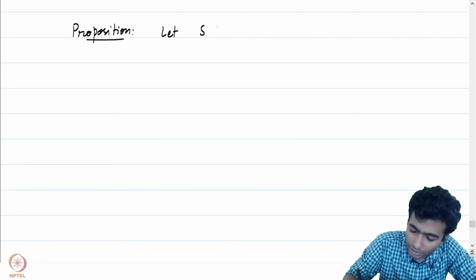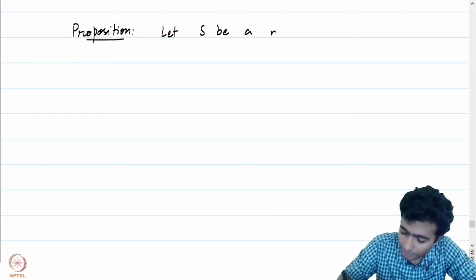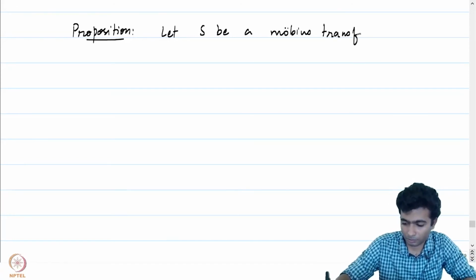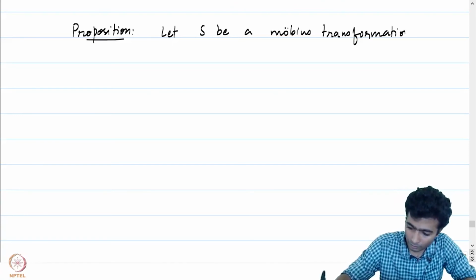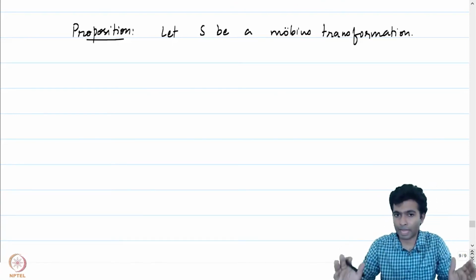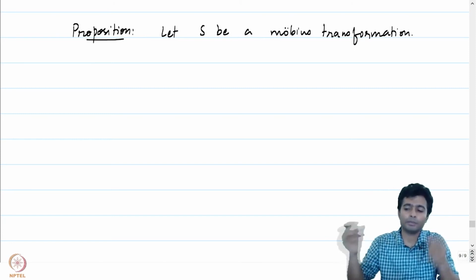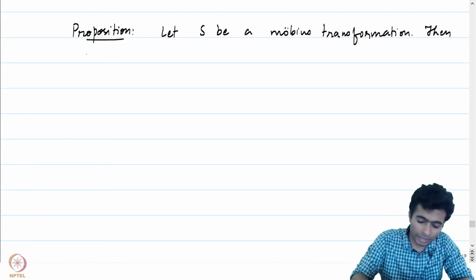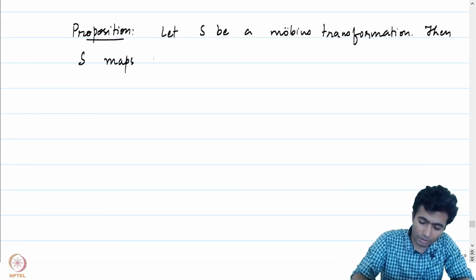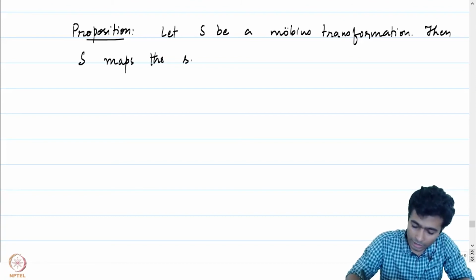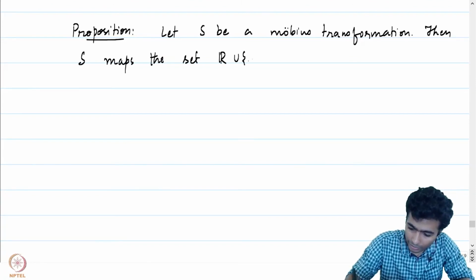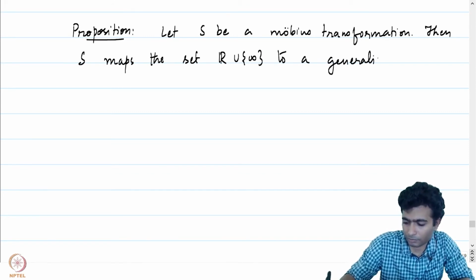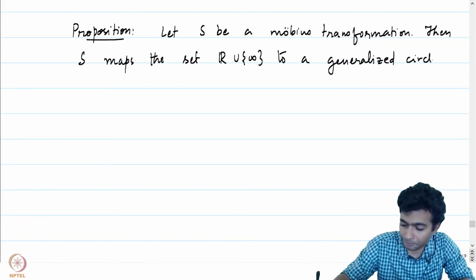Let S be a Mobius transformation. Then S always maps the real line with the point at infinity to a generalized circle. That is, S maps the set R union infinity to a generalized circle. Let's prove this statement.